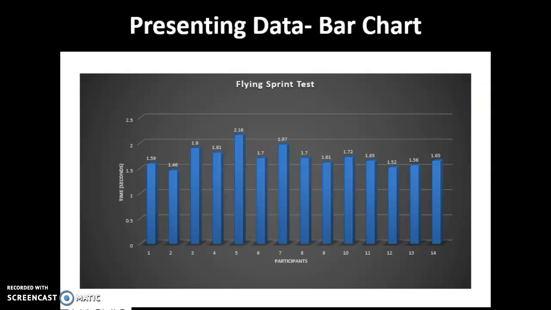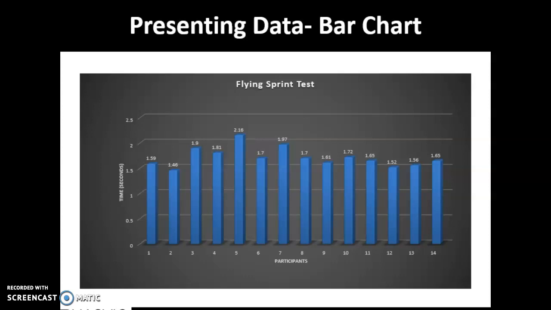Another way of presenting data is by using a bar chart. Each bar represents a participant's score, and the y-axis shows what the measurements go up in. Bar charts are very clear as you are able to see the differences and similarities in the results very easily, as you just have to look at the height of each bar. Bar charts are also good for finding outliers, which are results that are significantly different from the others.